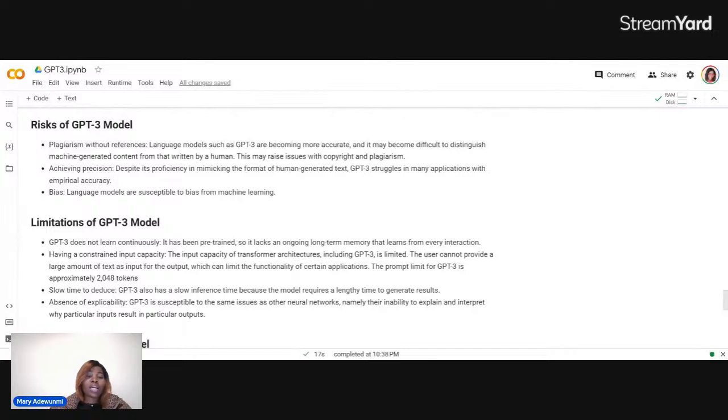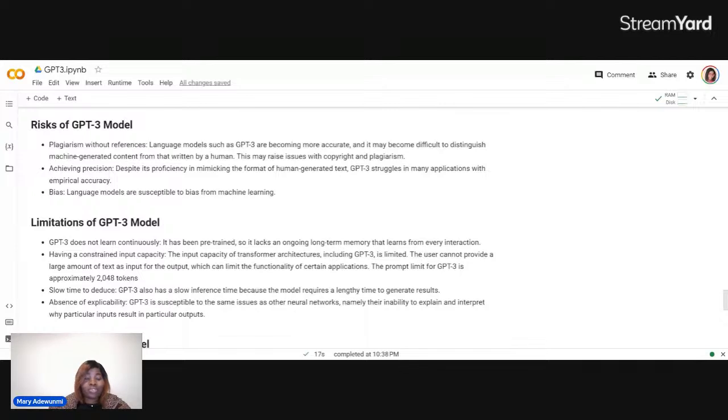If I had more data and tried to edit, clean it up and fine-tune it, it would work. It might not work perfectly, 100%, but at least it will work a bit, and the accuracy too. So, excuse me, achieving precision. That's why proficiency in mimicking the format of human-generated tests struggles in many applications with empirical accuracy. You could see that the model that I showed you was 0.91, but it still wasn't working well.